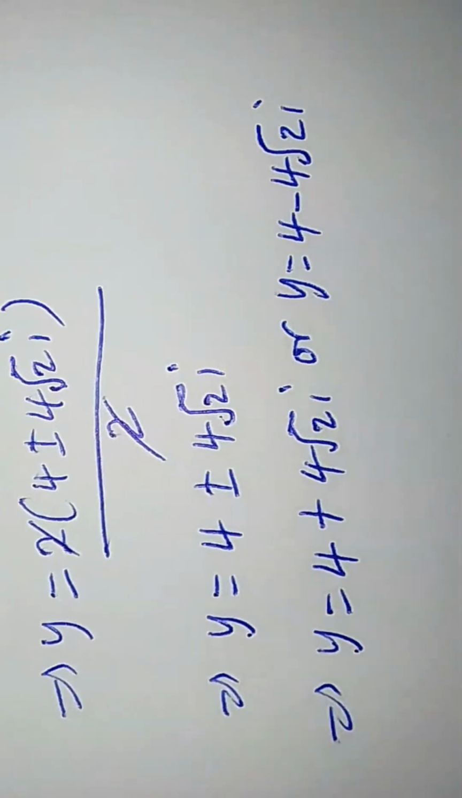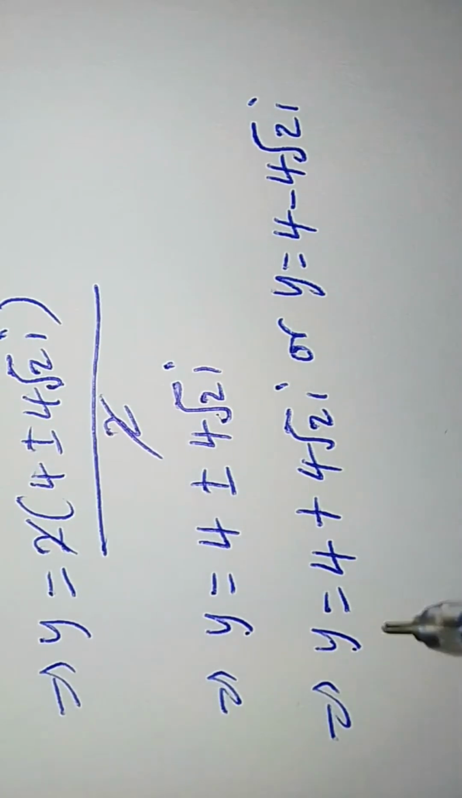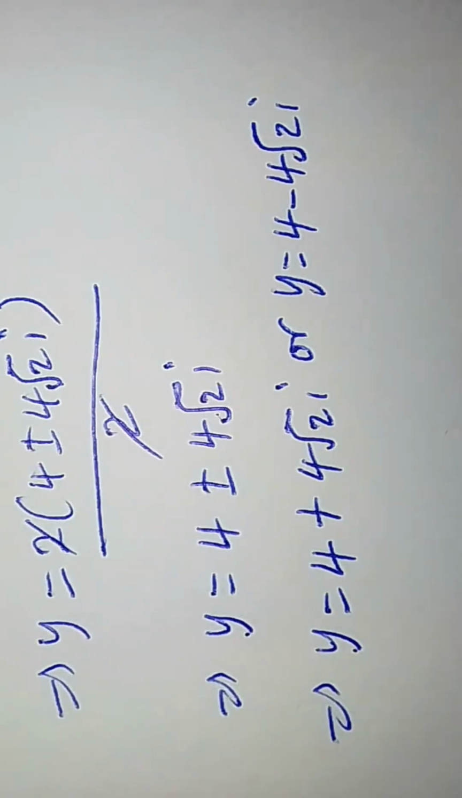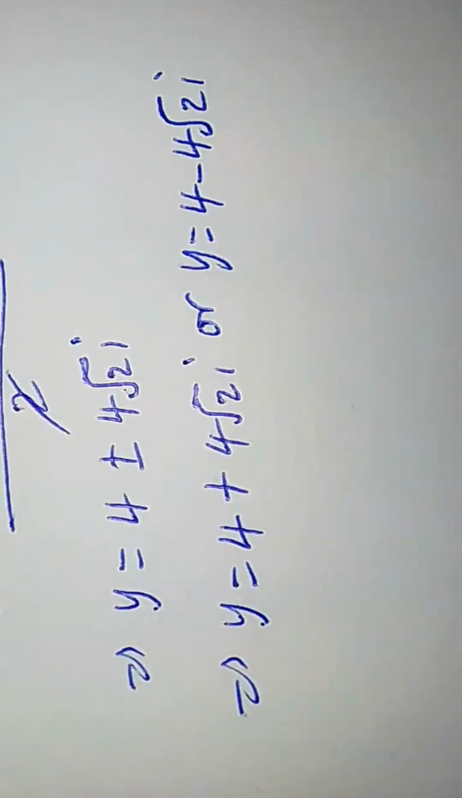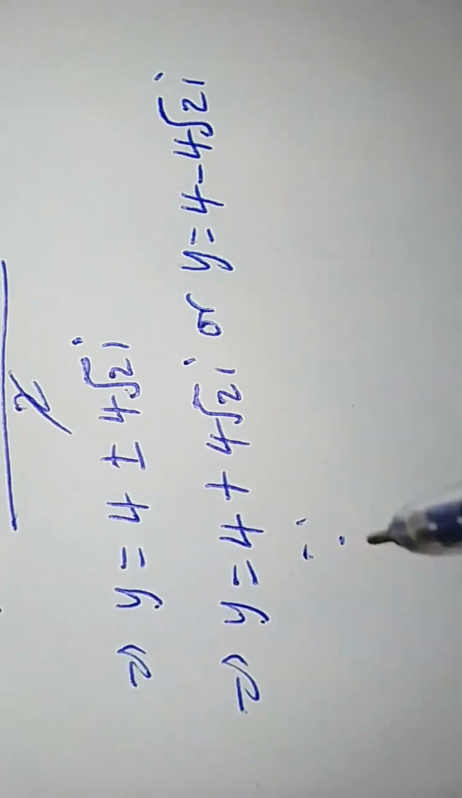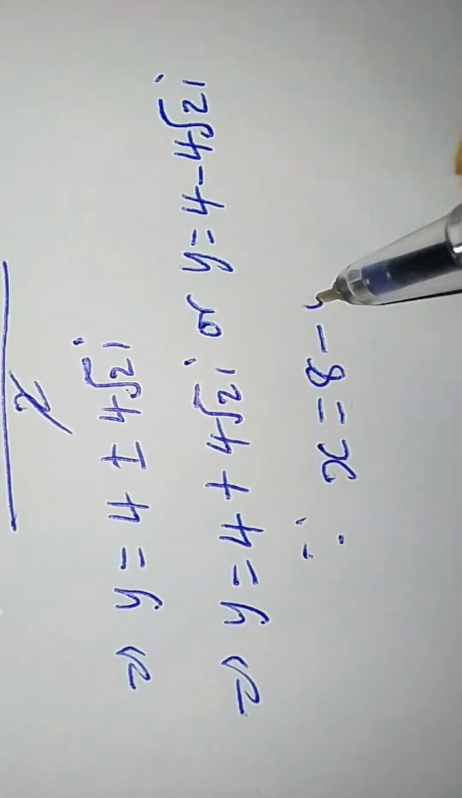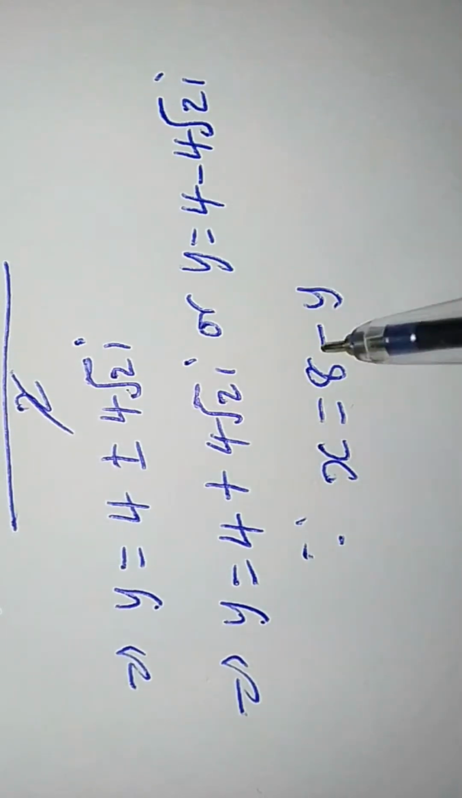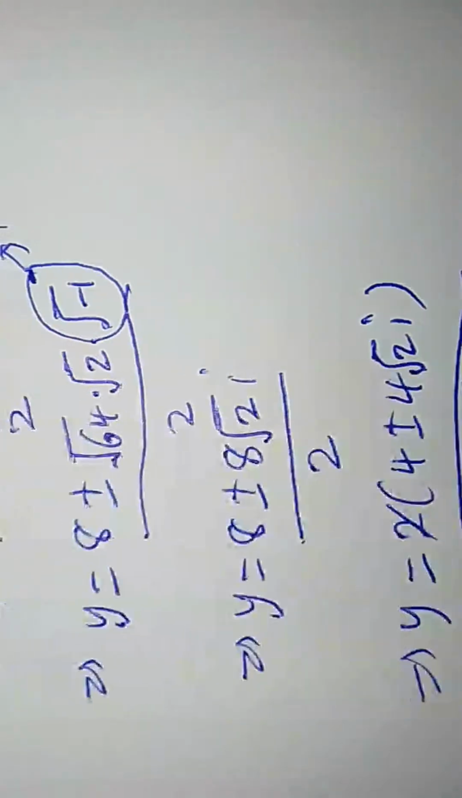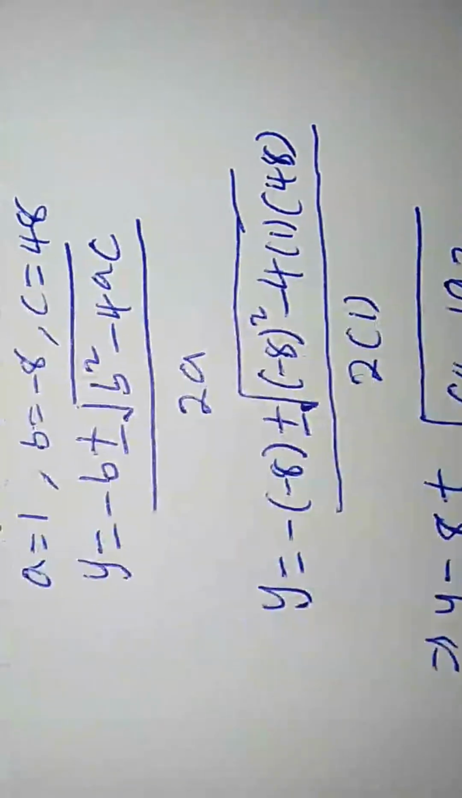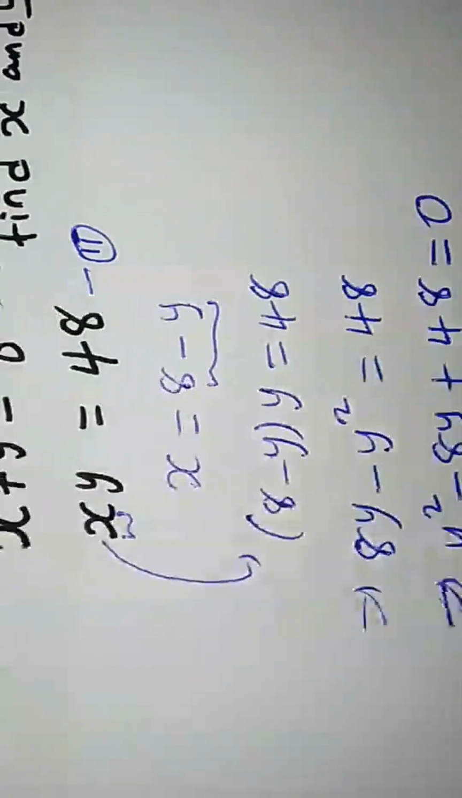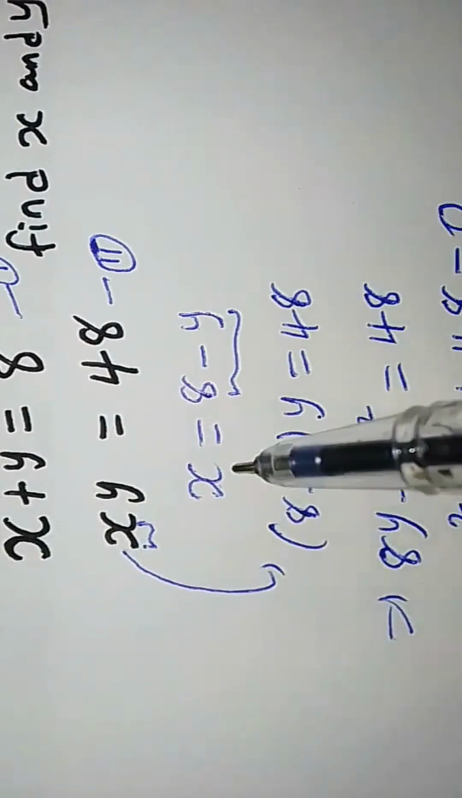Thus we have two values for y. We can then use these two values of y to obtain the value of x. Since x is equal to 8 minus y, let me show you where we actually got this from. Right, it's actually from this line. Let's proceed further.